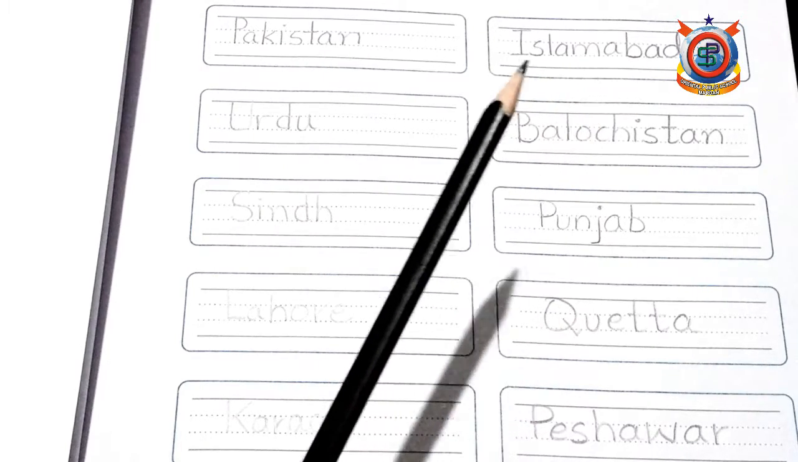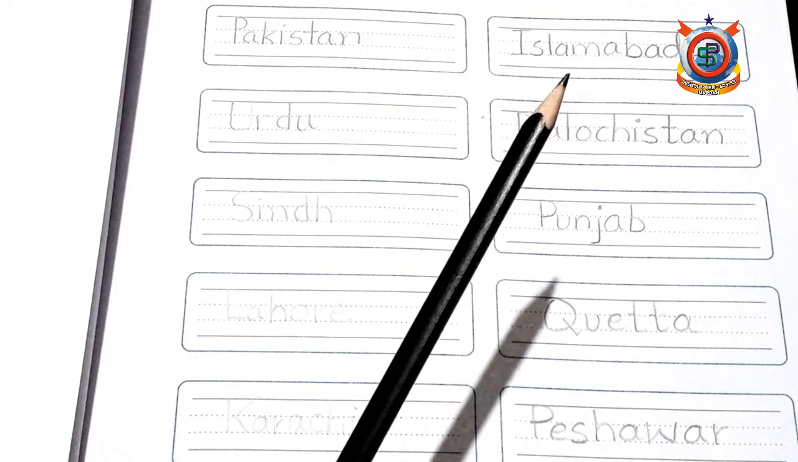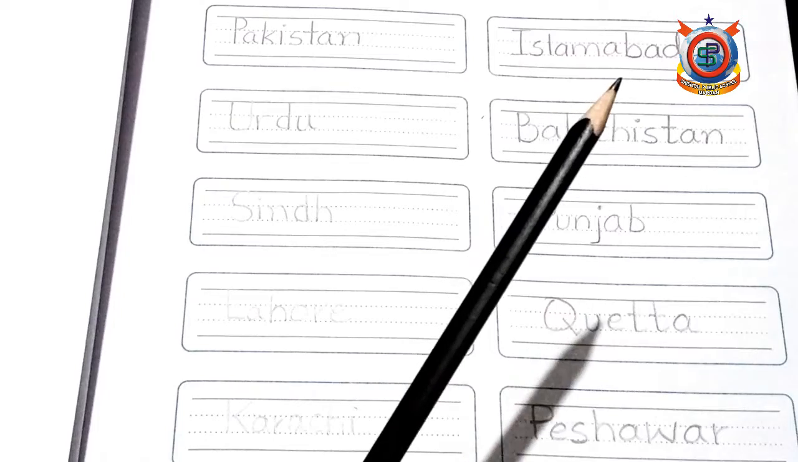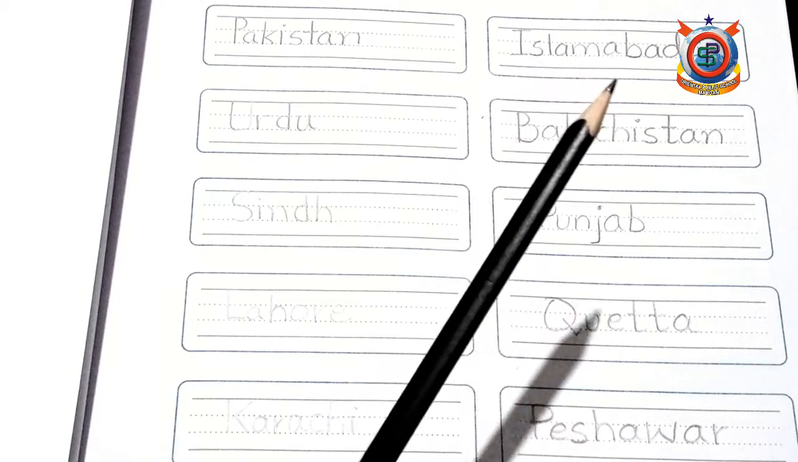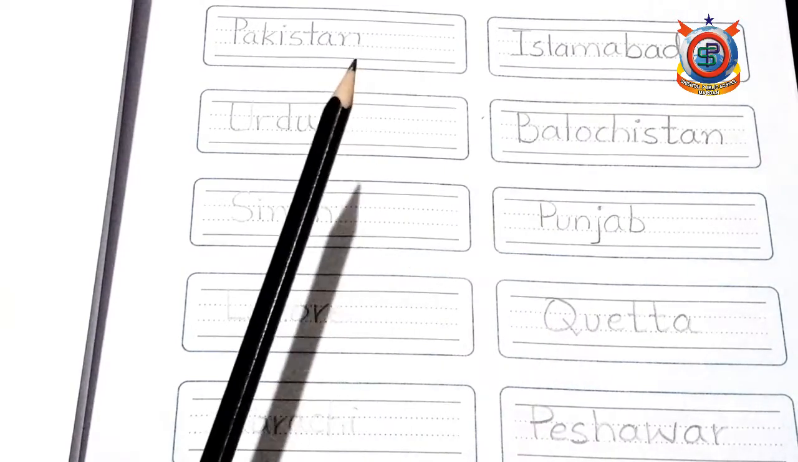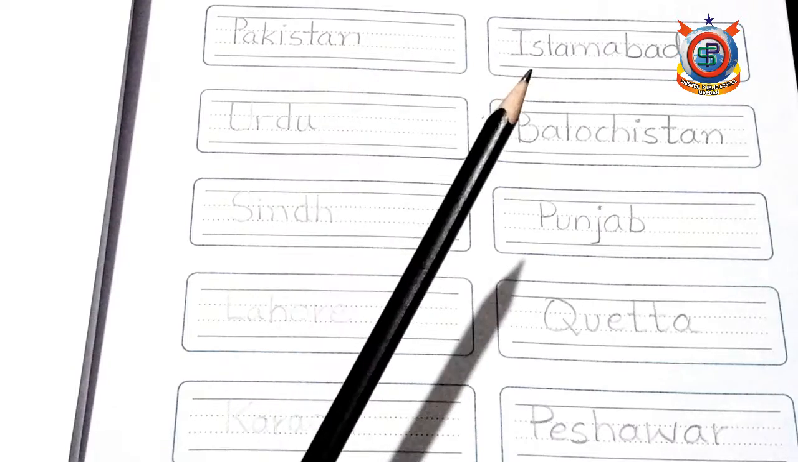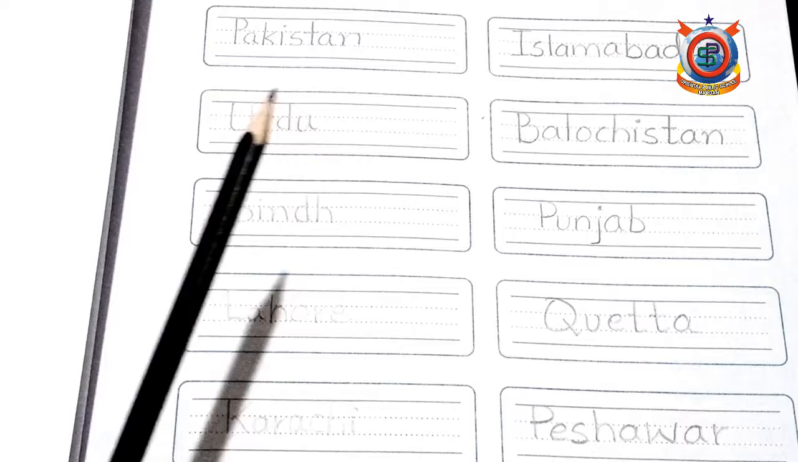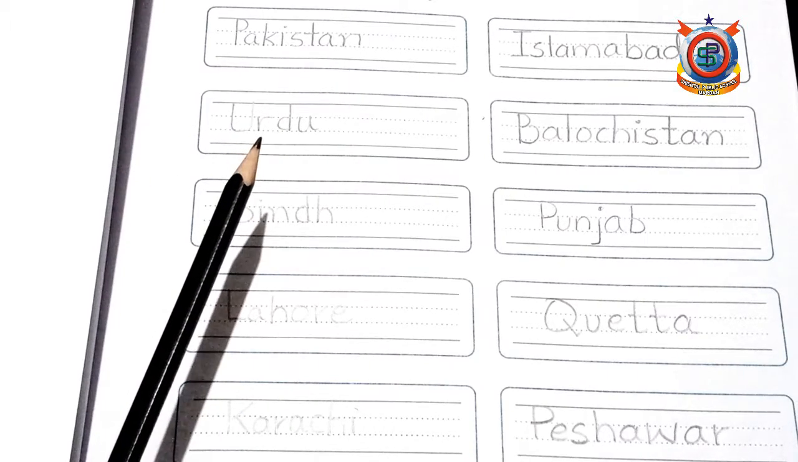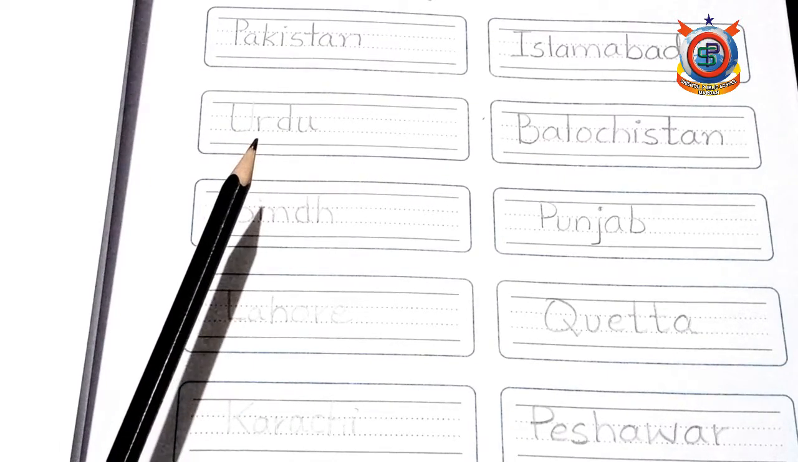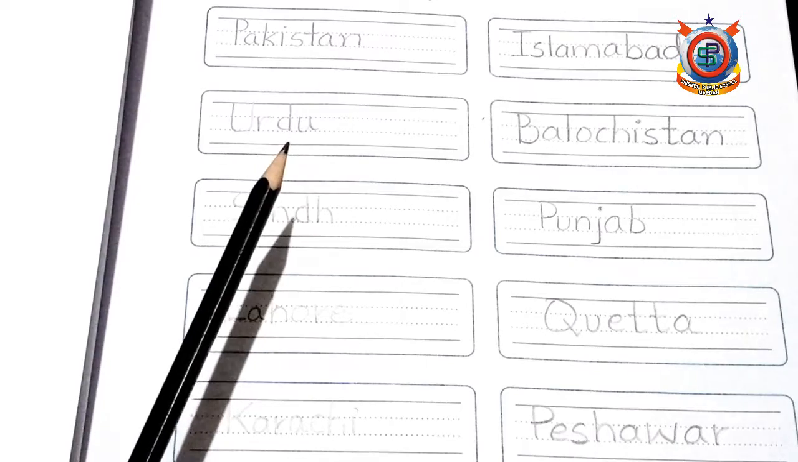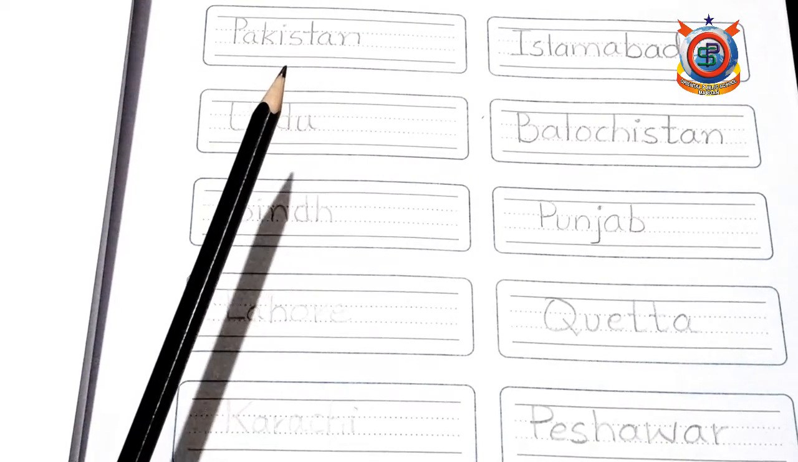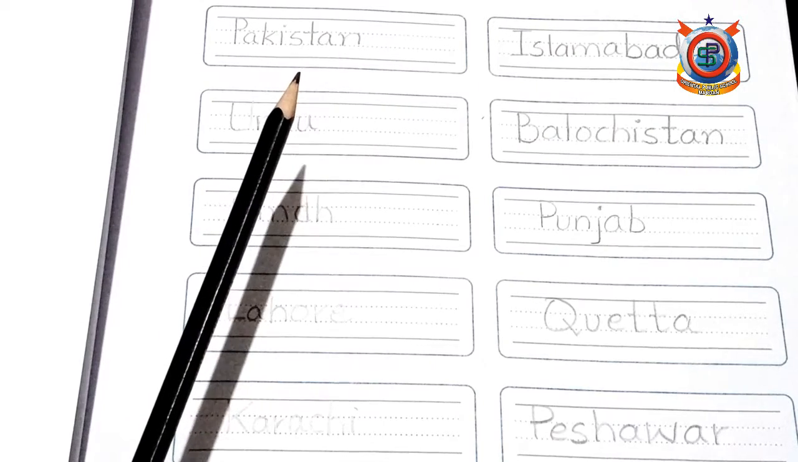Islamabad. Okay? Very good. Now the third noun is Urdu. Urdu. Okay, let me clear you once, okay, that Pakistan is the name of our country.